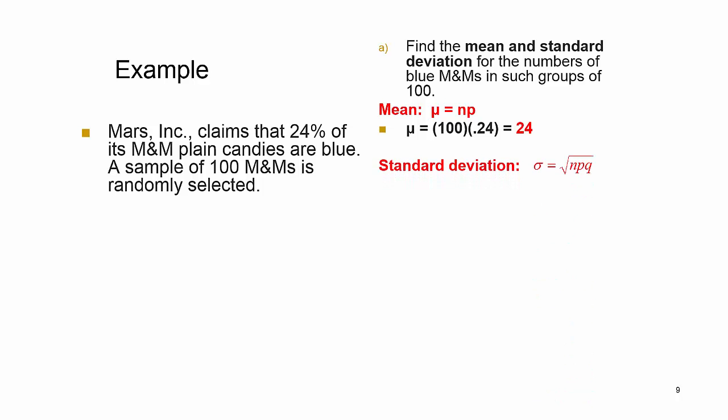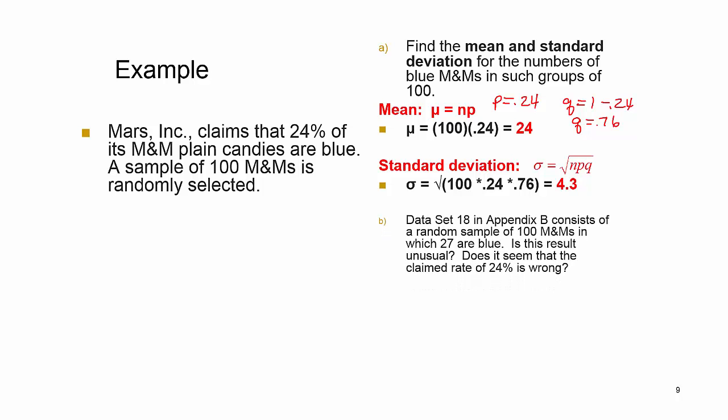Standard deviation is sigma equals the square root of n times p times q. So we have the square root of 100 times 0.24 times 0.76. The q comes from taking the p, probability of success, 0.24. So q is 1 minus 0.24, which gives us 0.76. So there's a standard deviation of 4.3. Now in the back of the book, there's a random sample of 100 M&Ms, and in that sample they found 27 that were blue. So we want to know if that's unusual.